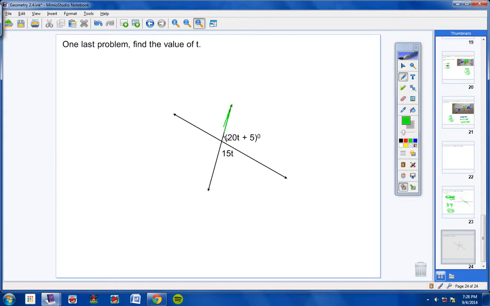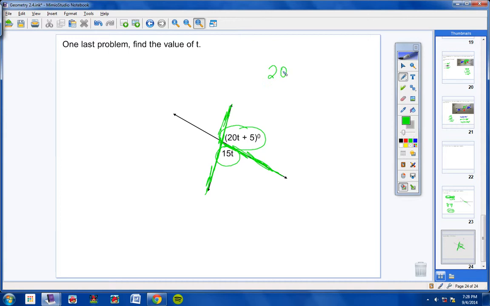Notice I have a straight line right here, students. Do you see that? With a ray coming off of it. Well, whenever you have a straight line with another ray coming off of it like this, we know these two angles are called a linear pair. And listen, students, that means those two angles are not congruent. They add up to 180 degrees.